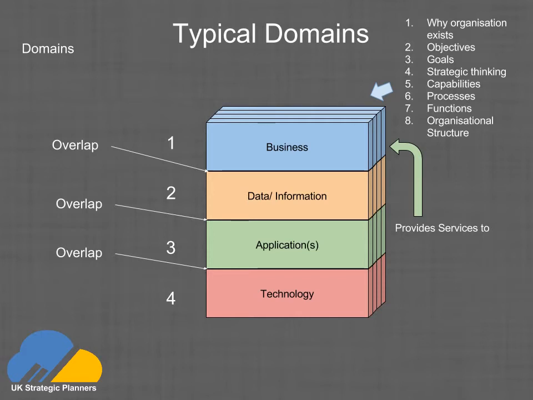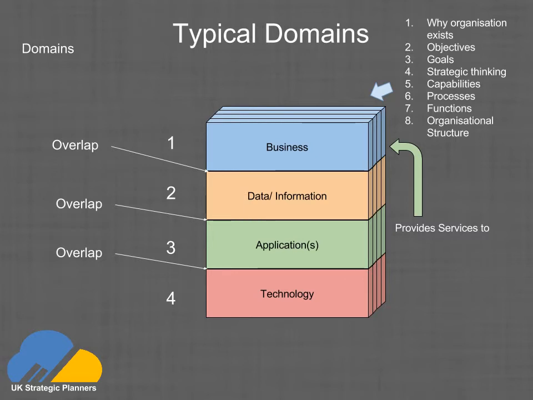The first domain is the business architecture. The point of business architecture is this is the reason the organisation exists. So it covers things like the business's objectives, goals, strategic thinking, and also then covers things like what capabilities the business has, what processes, what functions, what organisational structure that business domain has.